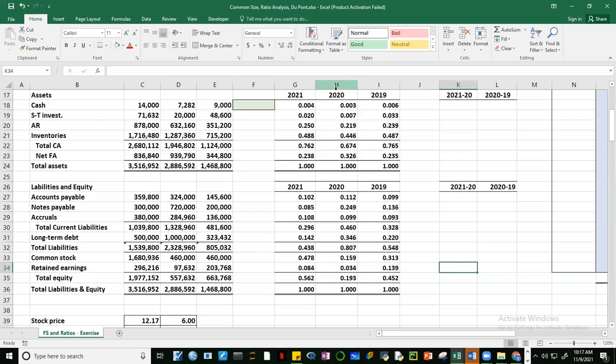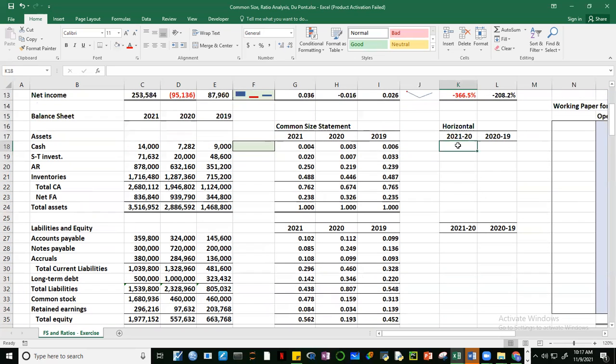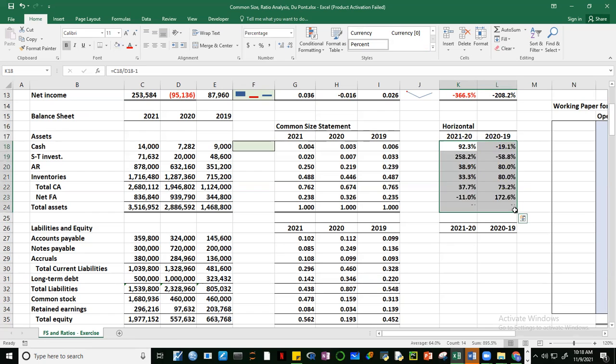Okay, so I'll give you a few seconds, guys, to work on your worksheet. And when you're done doing the formulas here, kindly chat. Let's also include the horizontal analysis. This will be equal to the current divided by the previous minus 1. Then format it as a percentage, one decimal place, and then we bold this, and then copy to the right, copy down.